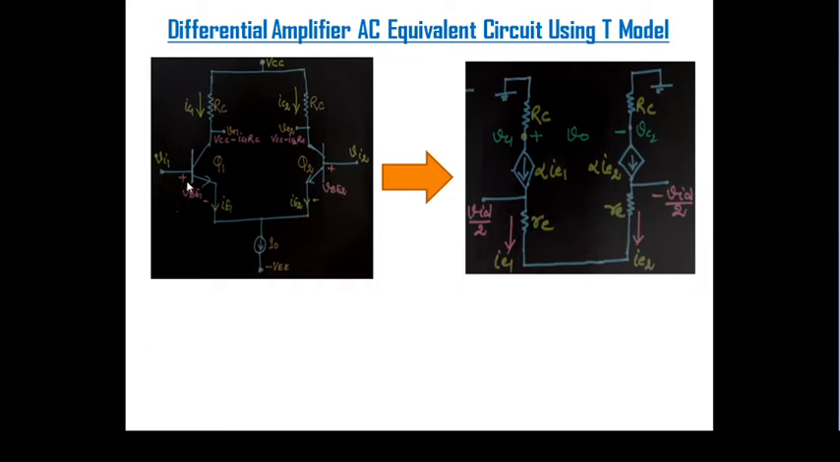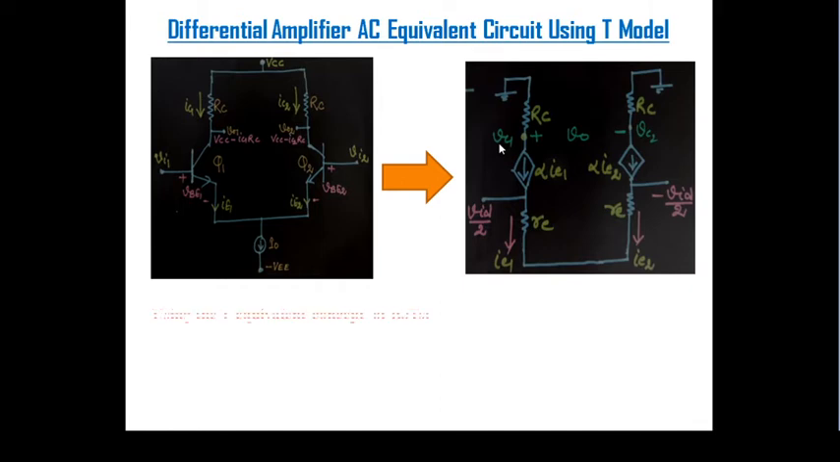Here the input differential voltage is Vid by 2 on one side and minus Vid by 2 on the other. We say both are matched transistors having the same properties, so we write RE again, with alpha times I2 and RC. This is the T model concept. You can do it using the hybrid pi or the T model, but the T model is easier, so we are writing it in that fashion.